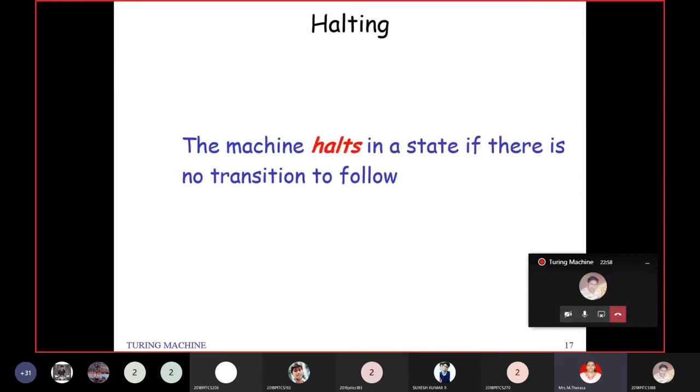And we'll talk about halting in the Turing machine. When will you see that the machine halts? A machine halts in a state if there is no transition to follow. If there is no transition to follow, then we can say the machine halts in that state.